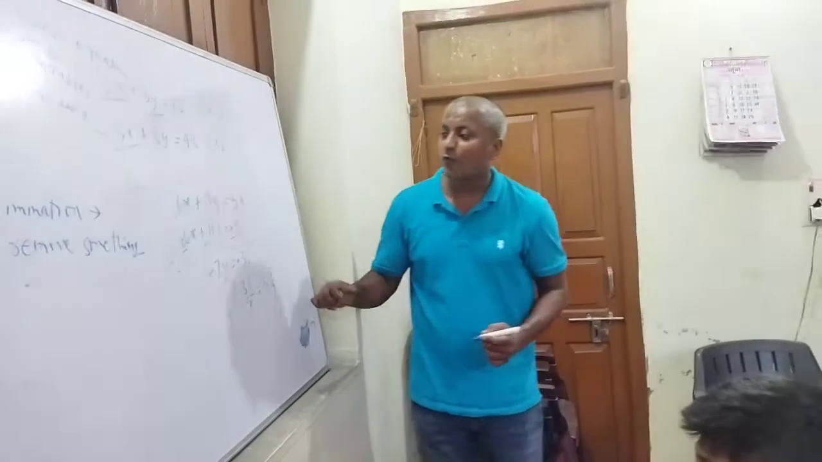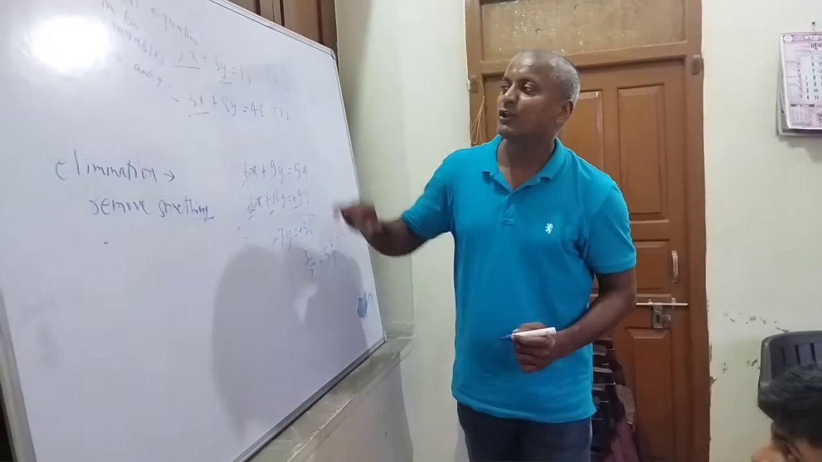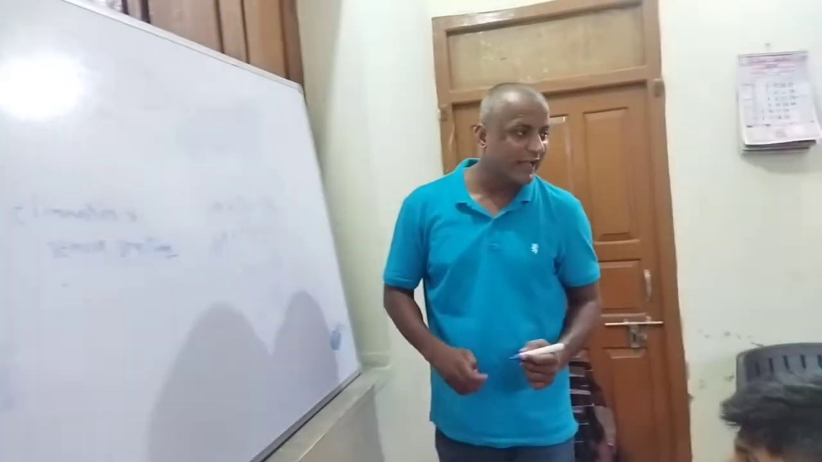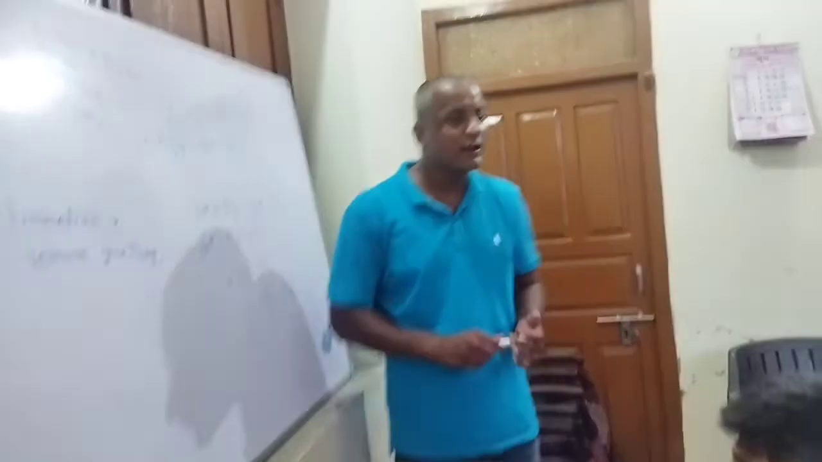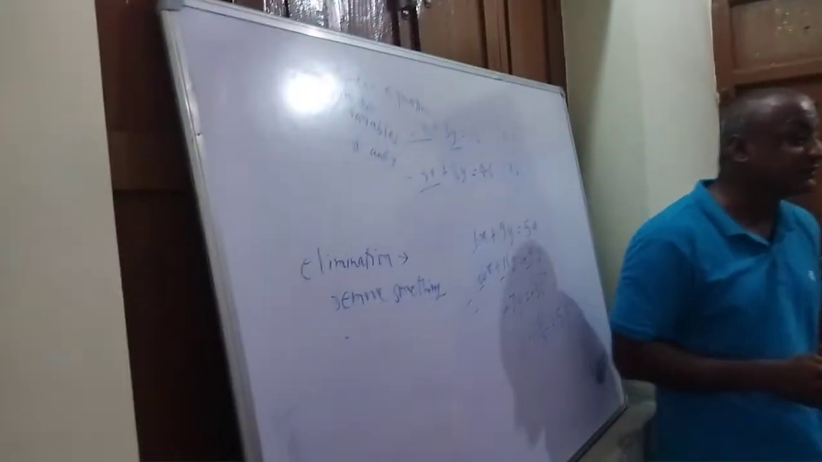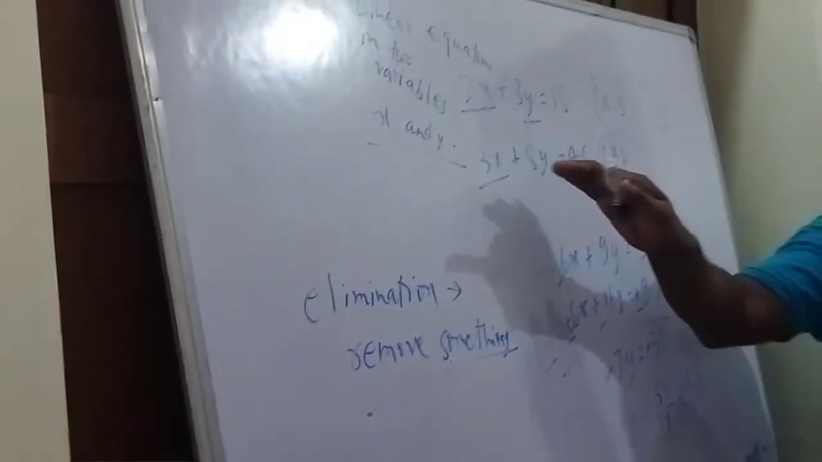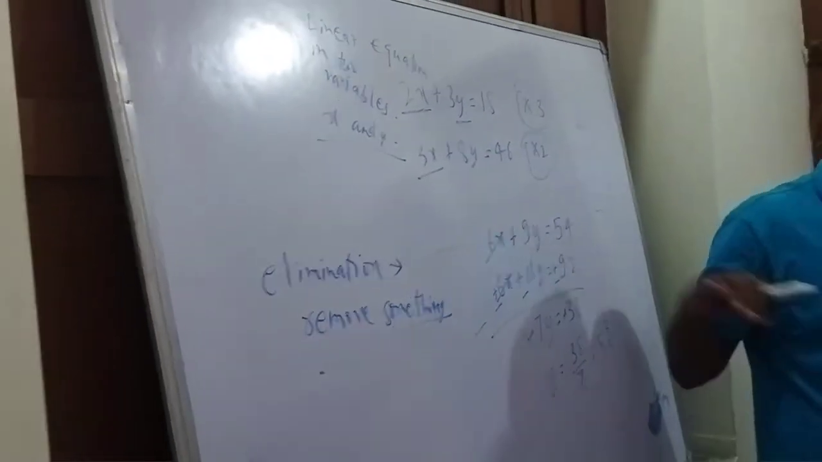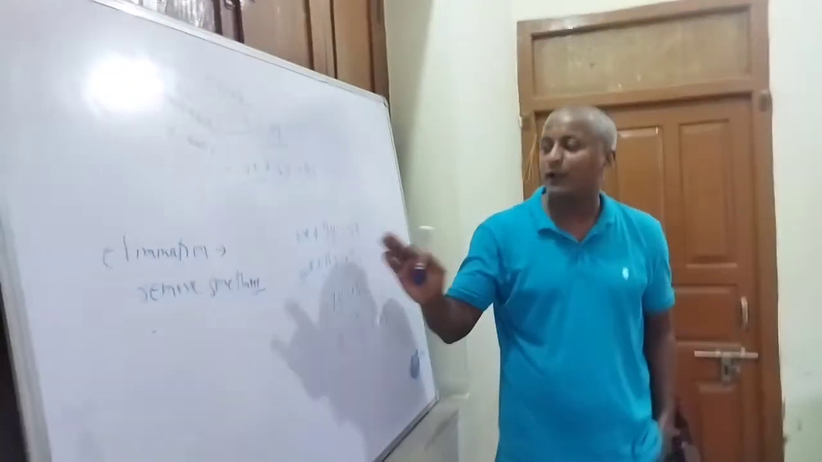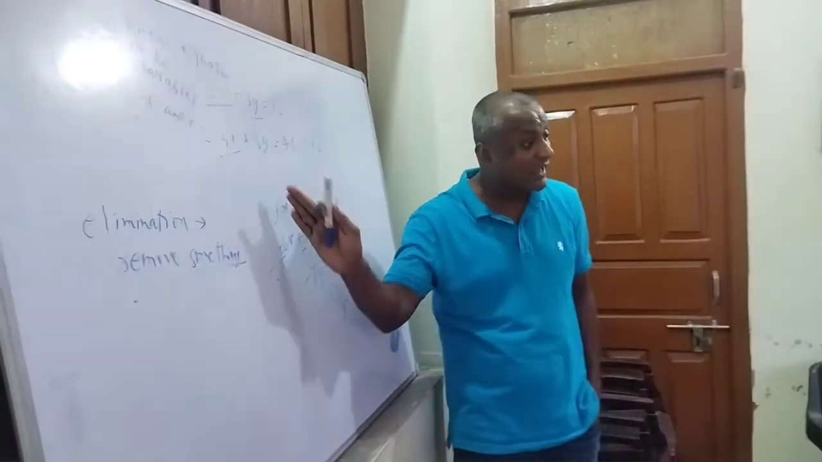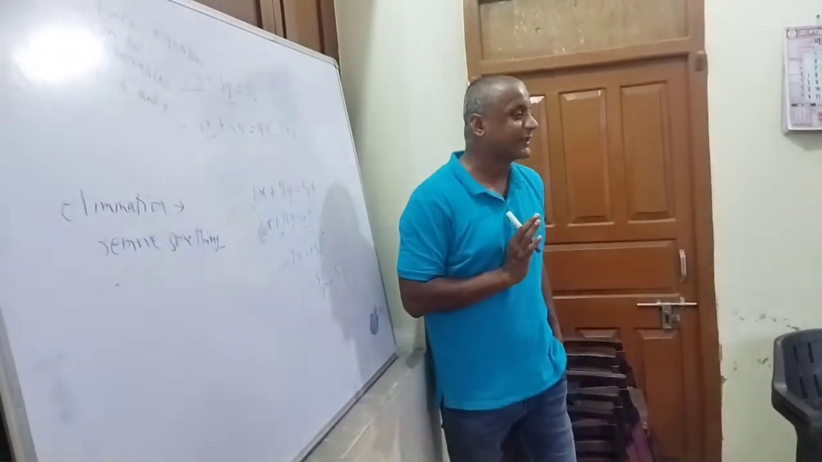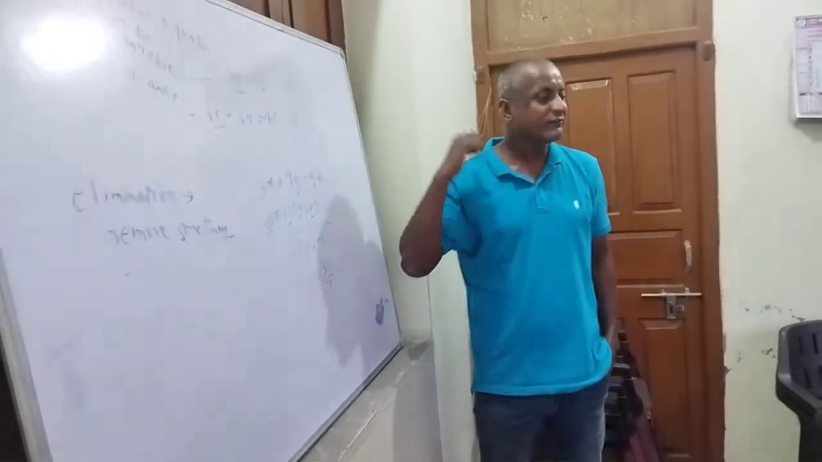Yes, sir. Now what we are going to do is put the value of y in one of the equations and we'll get the value of x. Yes, we can do that. So now do you understand why we call it the elimination method? Because initially we eliminated x from both the equations and we were left with only y. And we got the value of y.